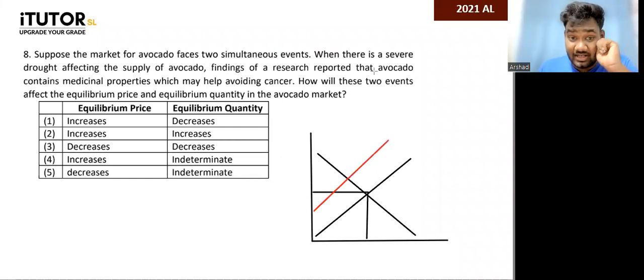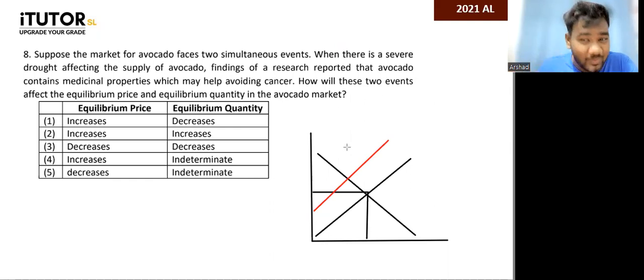Findings of a research reported that avocado contains medicinal properties which may help in avoiding cancer. Guess what do you think? Now, some research came and was published and said that avocado is preventing cancer. So what do you think will happen? The demand for avocado will increase, right? Now people would love to drink avocado. Why? Yeah, no cancer now. You know, a fellow will smoke a cigarette and then after that he would drink avocado juice. Then he says cancer solved, right? Maybe that is what happens. We don't know. So demand is increased.